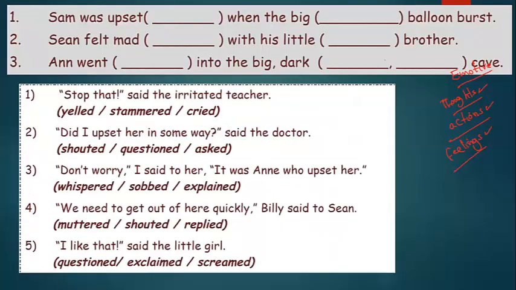We need to change 1, 2, 3, 4, 5. Number 1, we need to answer these 5 quickly, please. Number 1, "Stop that," said the irritated teacher. We need to substitute the word said. Here, we agreed we need to use some stronger words, some substitutes, rather than saying said. Just a moment, please.